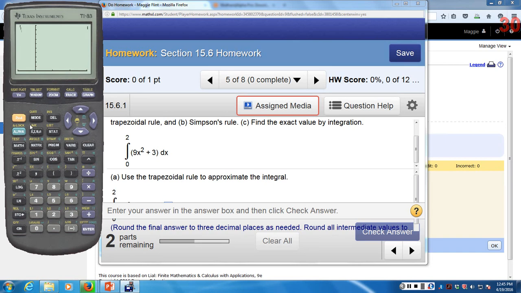Hit the graph. Okay, now we can't see the value at 2, so f of x when x is equal to 2 is going to be 9 times 2 squared, which is 9 times 4, which is 36, plus 3 is 39. So let's raise the window on up to about 40. So the area we're looking at, trying to use Simpson's rule on, goes from here to here.